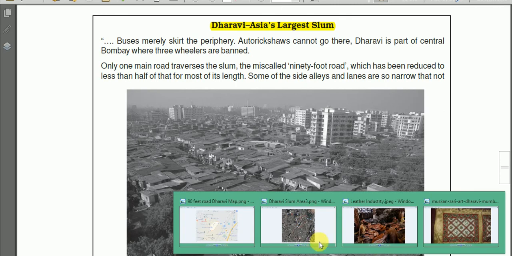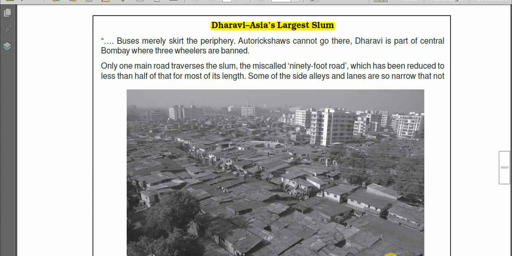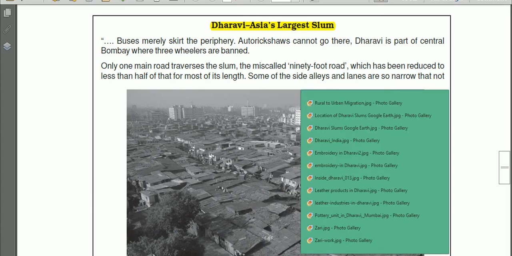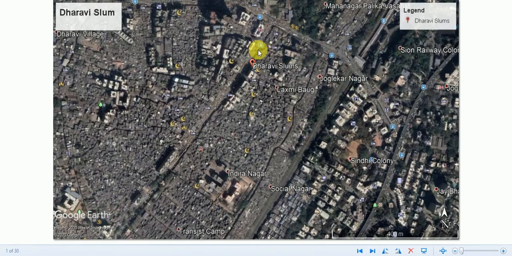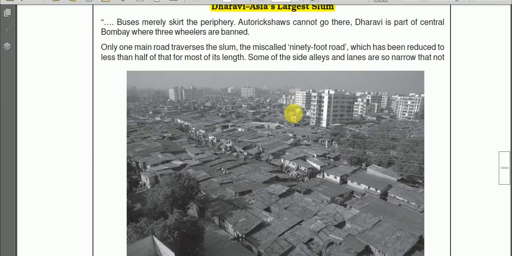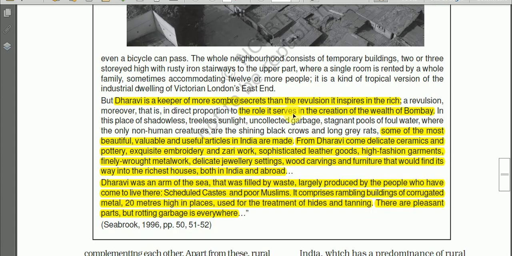This is the Google map showing the area of the slum. And this area is also the slum area. Actually, here we shall concentrate mainly on the role of Dharavi in the creation of wealth of Bombay. So let us read.